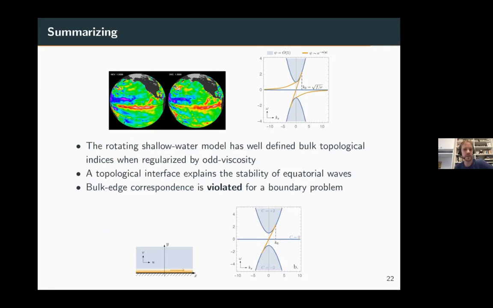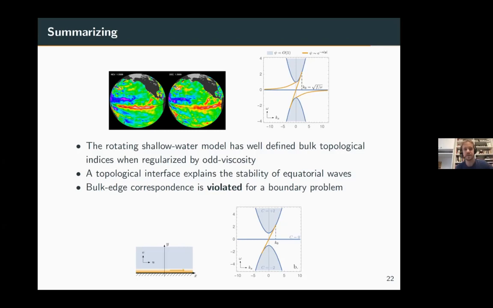Main ingredient being to have a change of Coriolis force in the two hemispheres. And one technical assumption is to assume the existence of this odd viscous term to have well-defined Chern number. Okay, and this explains somehow the stability of these equatorial waves.